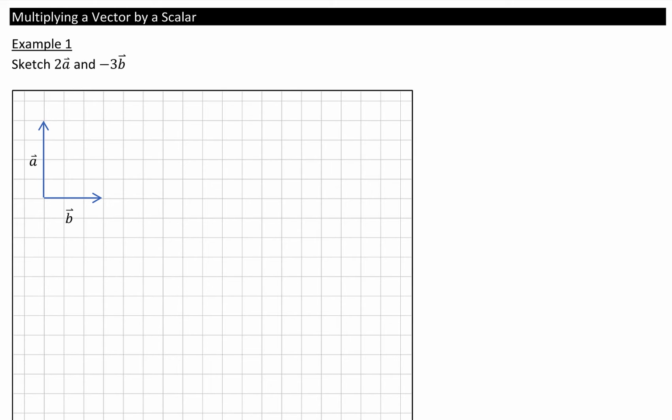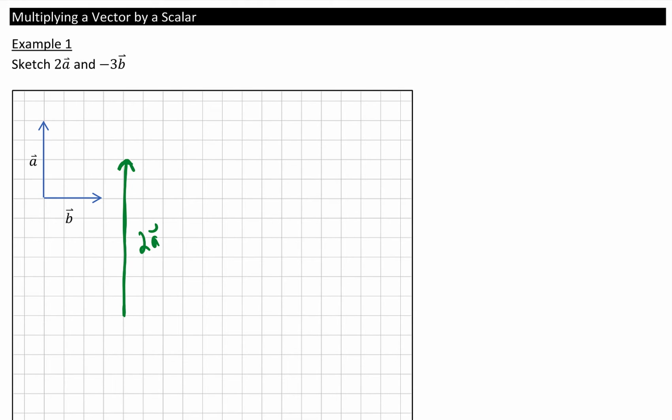So let's take a look at the following example. In my diagram I have vectors A and B. If I asked you to sketch 2A, what would that be equivalent to? That would be a vector in the same direction of A, but twice as large. So you notice in my diagram vector A is 4 units up, so 2A would be A plus A, so it would be a vector 8 units up.